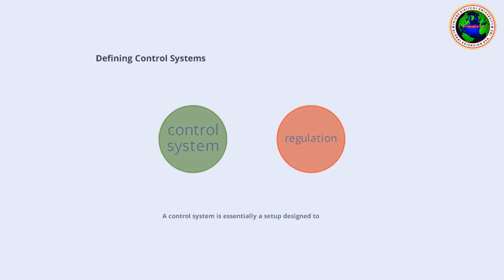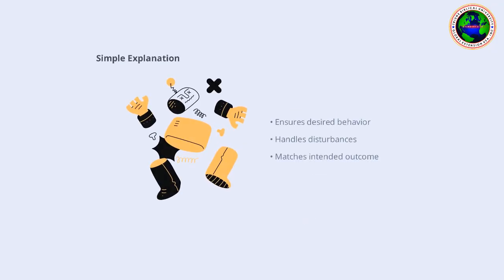A control system is essentially a setup designed to regulate the behavior of another system to achieve a specific desired output. Think of it as a manager that constantly checks and adjusts how things are running to keep everything on track. In technical terms, it's a system that takes inputs, processes them, and produces outputs that guide the main system's behavior. This definition forms the backbone of countless engineering applications, from industrial machines to household gadgets. Simply, a control system ensures that a system behaves the way we want it to.